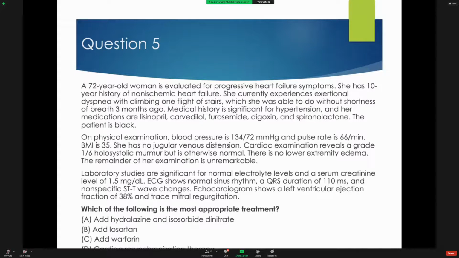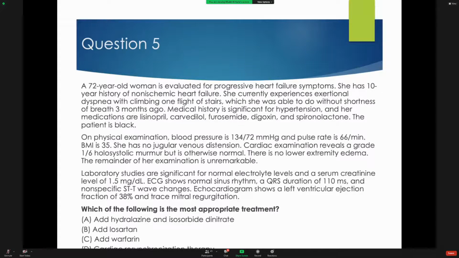B, added losartan. I will exclude it because she's taking lisinopril. Okay, so you can't put a patient on an ACE inhibitor and an ARB together. So yes, B is out. A is the answer, Doctor.